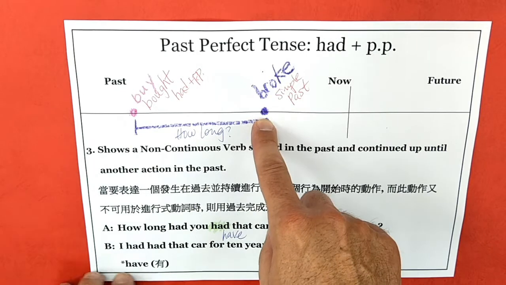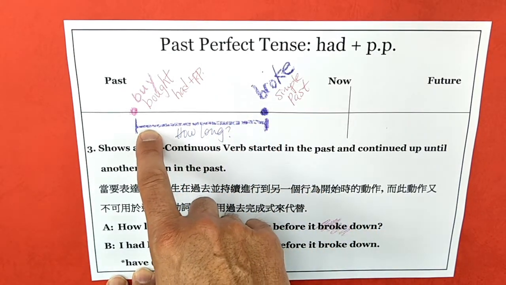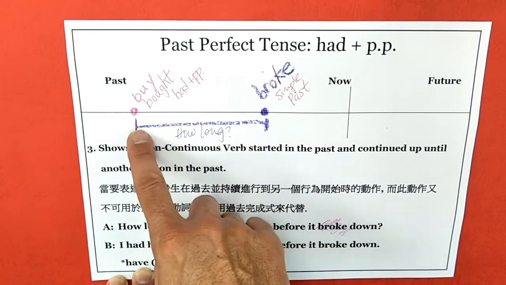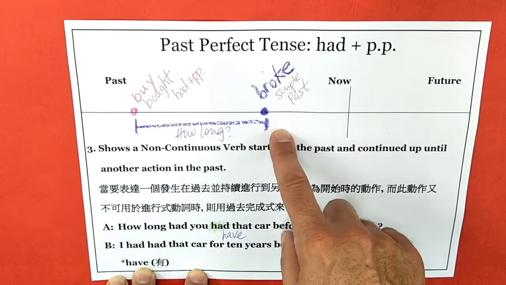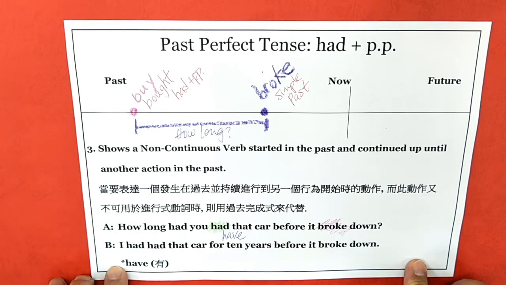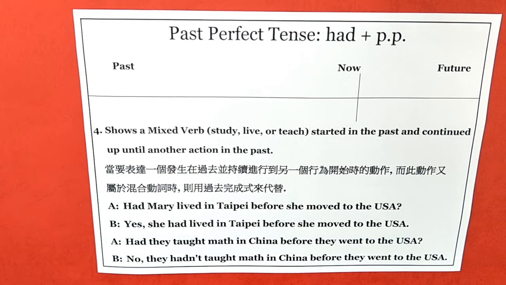We have two actions. The first action is non-continuous, having a car, and it goes up to a certain point. It's still in the past, but it's in the past. All right, okay, again, past perfect tense, had plus PP. Okay, now, we talked about mixed verbs before. These verbs can be used with different tenses that have the same meaning.